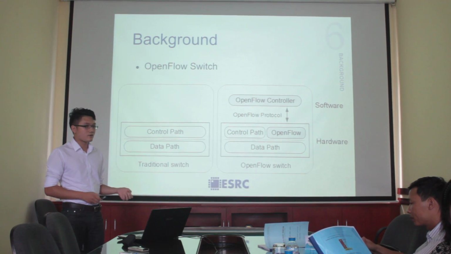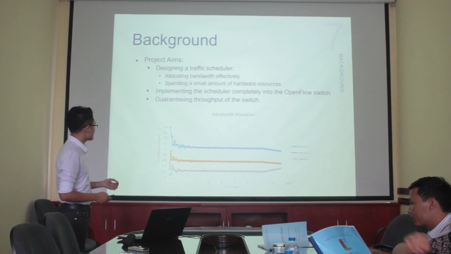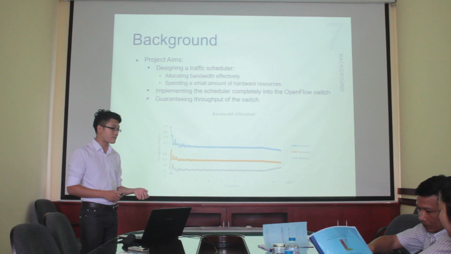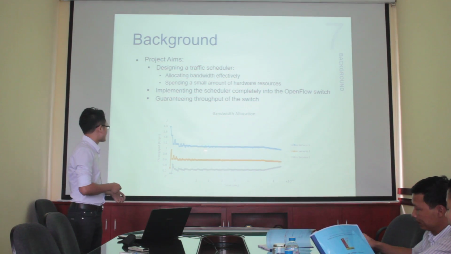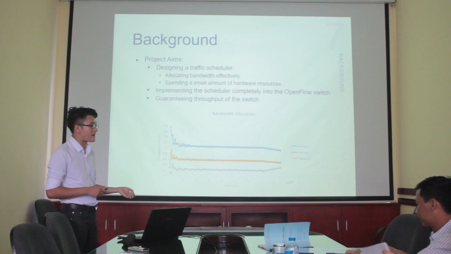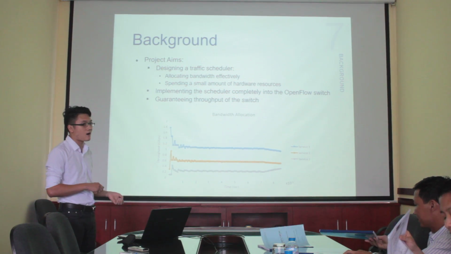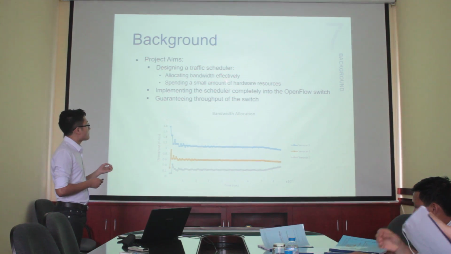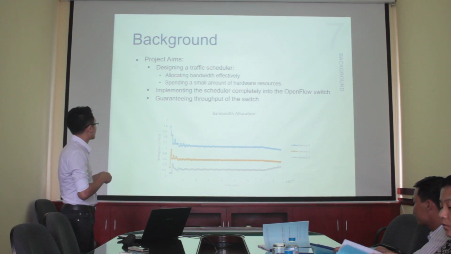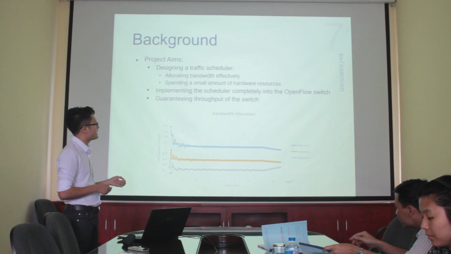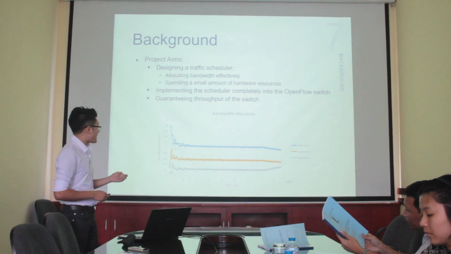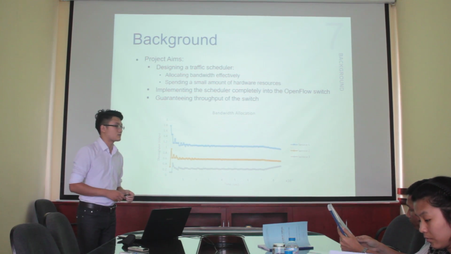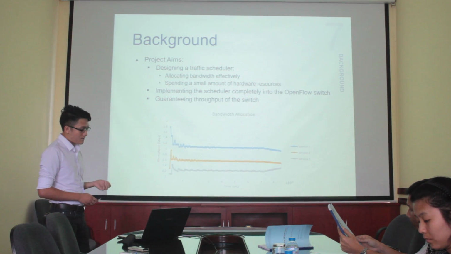With that background, we have set our project aims. First, we have to design a traffic scheduler that can allocate bandwidth effectively to each type of service, as illustrated in this figure, where each type of service receives a specific amount of bandwidth. The traffic scheduler has to spend a small amount of hardware resources, and it has to be implemented completely into the OpenFlow switch. As for the switch, after being implemented, it has to guarantee its throughput. And that's all about background.